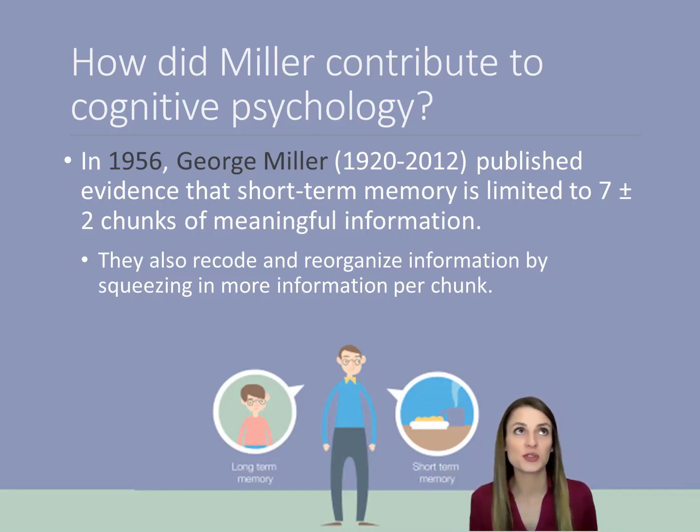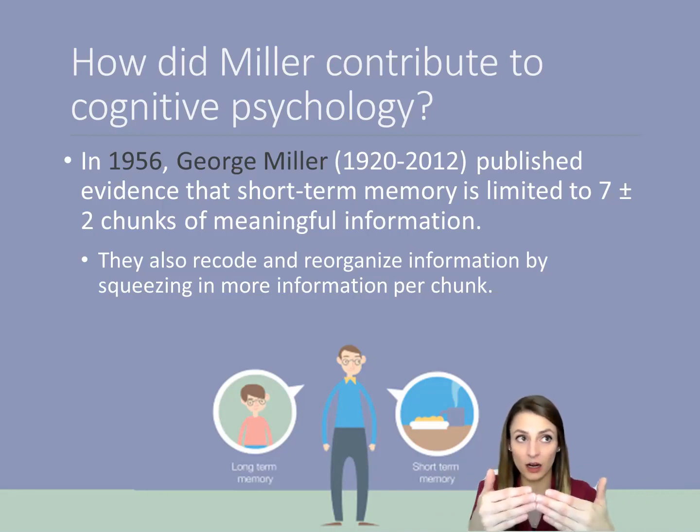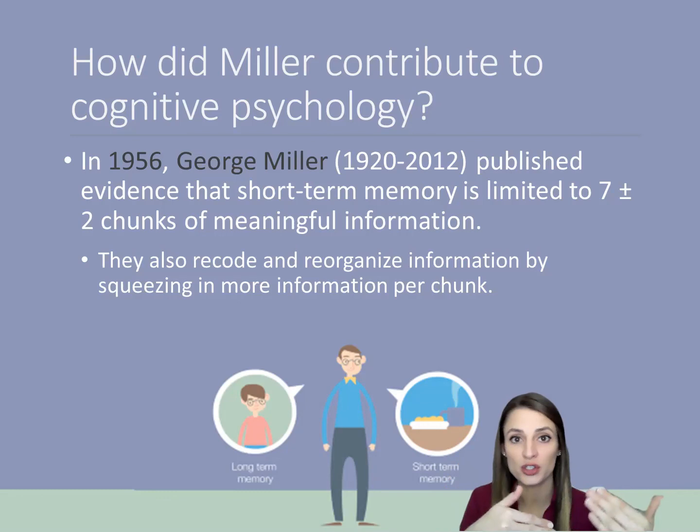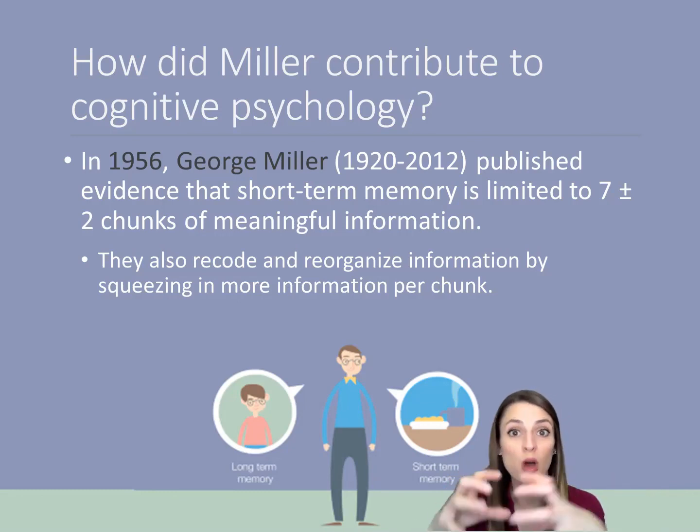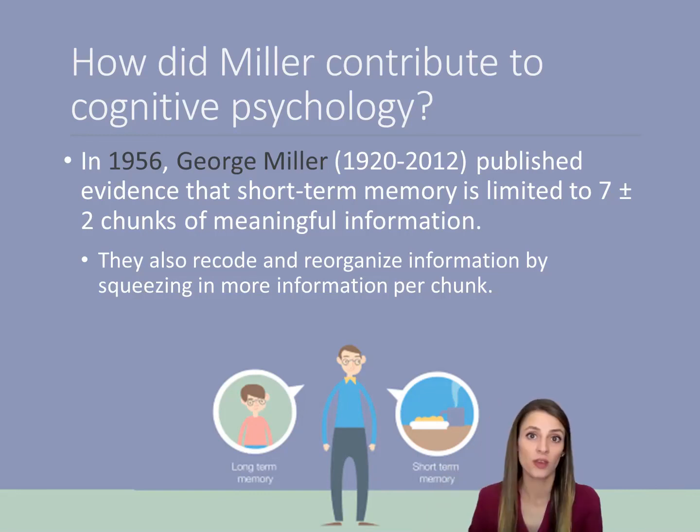So for instance, instead of trying to remember orange juice and water separately as two different items, you would chunk them together and try to remember that orange juice and water, they're both liquids, you need both of them. That's one chunk instead of two. Now that you have a better understanding of how cognitive psychology developed, let's turn our attention to neuropsychology, a related field.